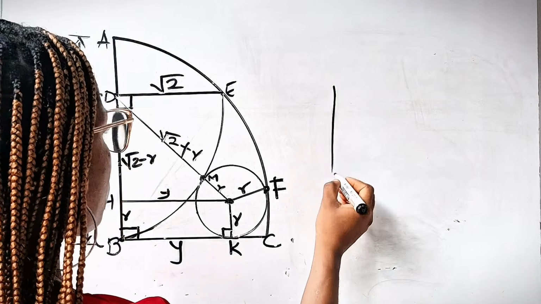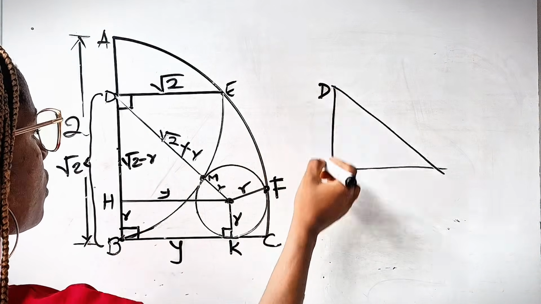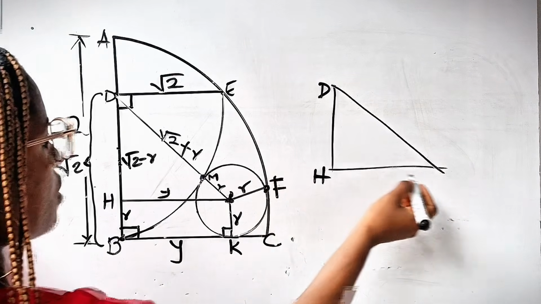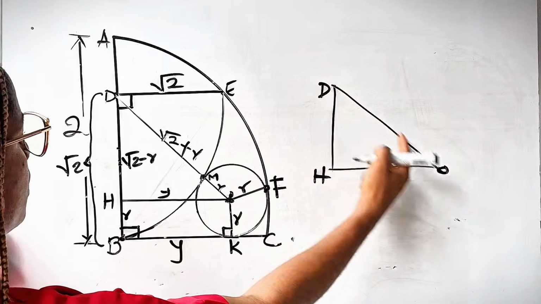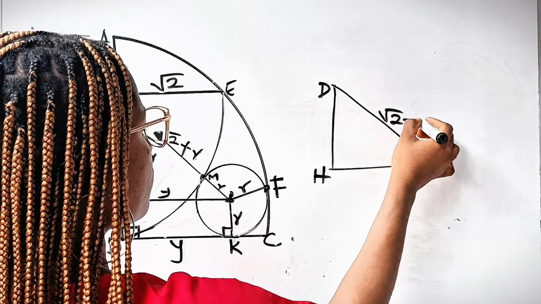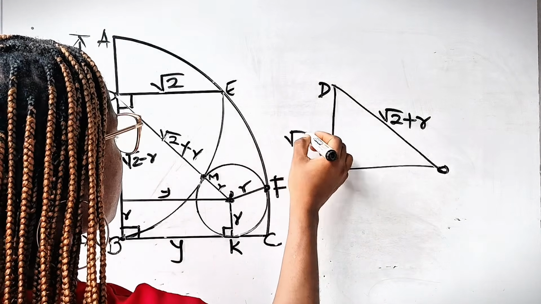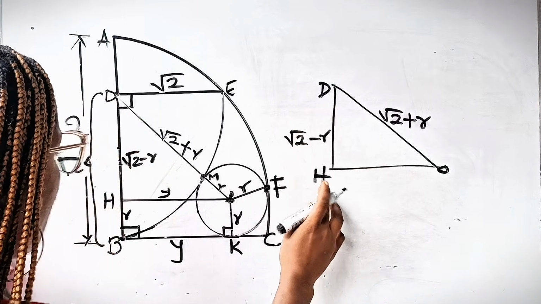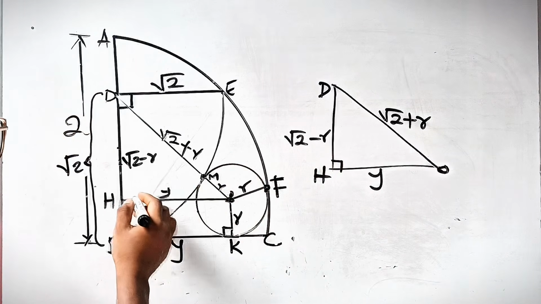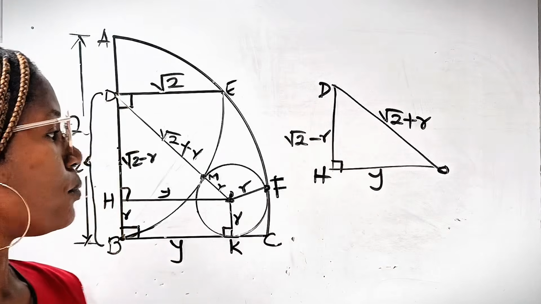So drawing it out, we have DH, and we have what? This place is our O, center O. So DO is root 2 plus R, and DH is root 2 minus R. And HO is our Y. This is what? 90 degrees, because, emphasis on perpendicular, when we dropped the straight line.